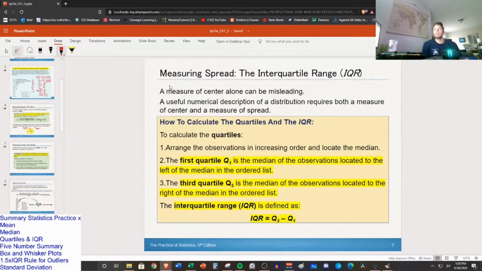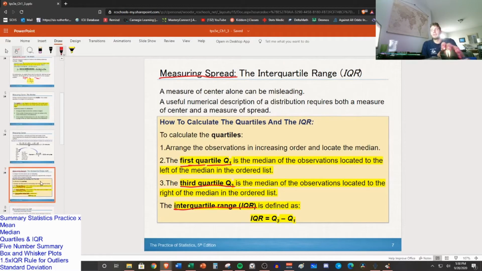Next, I want you to draw a line in your notes, title this section measuring spread. You don't have to include this, but I want you to write, we're going to start by writing just a definition, interquartile range, IQR, so you'll write that, and then put that definition down here. This is what it is. And then we want first quartile and third quartile. So I'm going to pause and let you write that in your notes. So go ahead and do that.